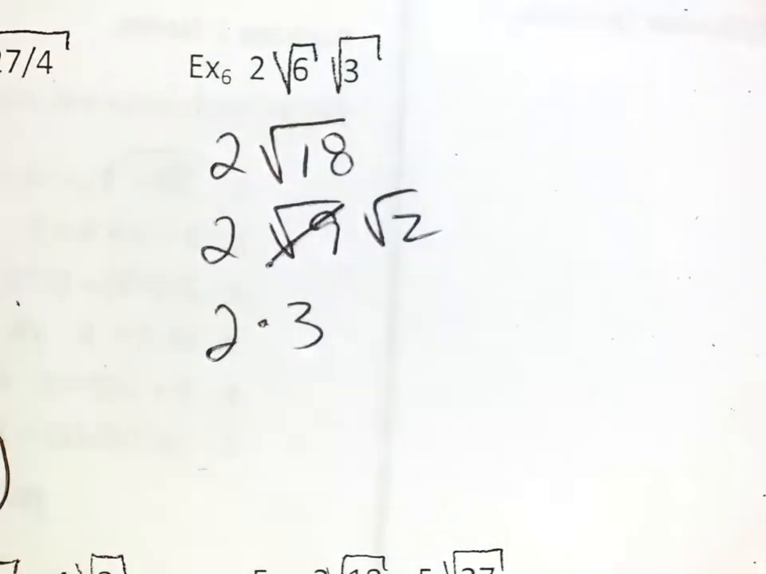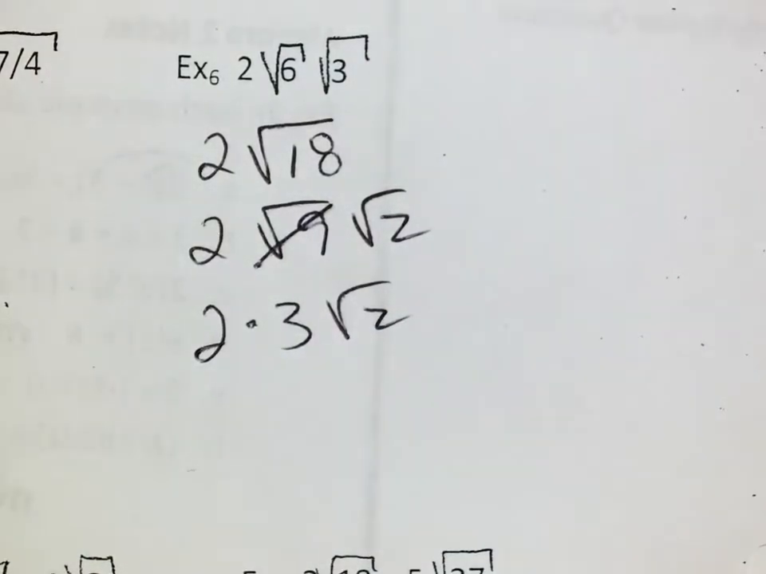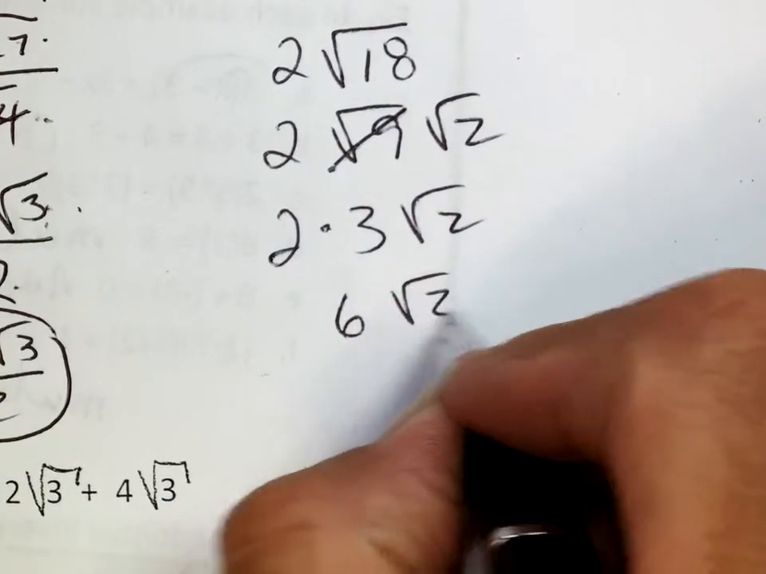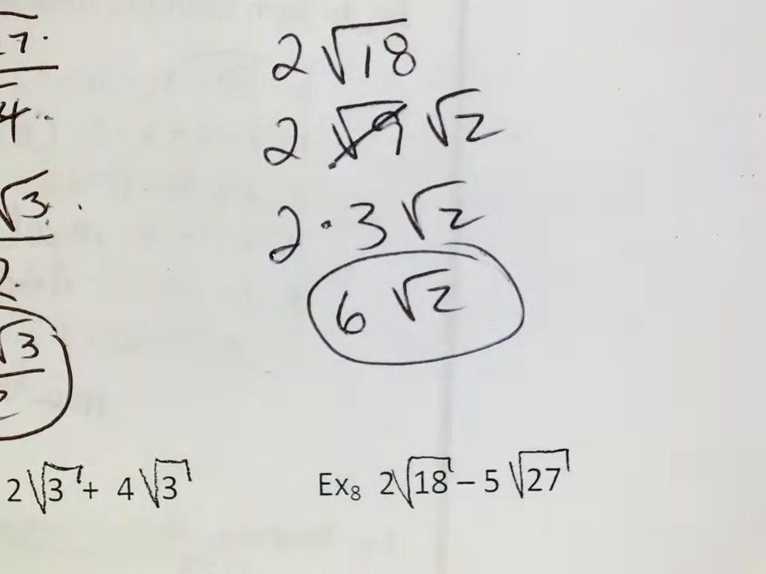Since they're next to each other, we're multiplying, right? Times the square root of 2. 2 times 3 is 6. Square root of 2, okay? Thumbs up? Okay, so far so good.